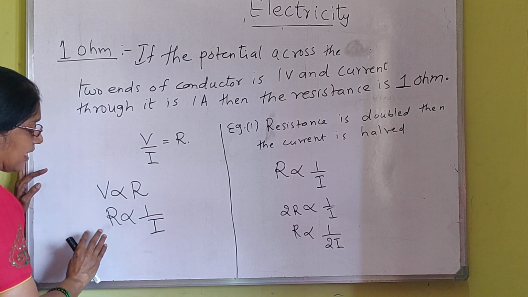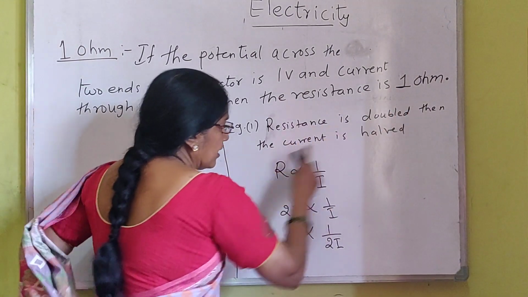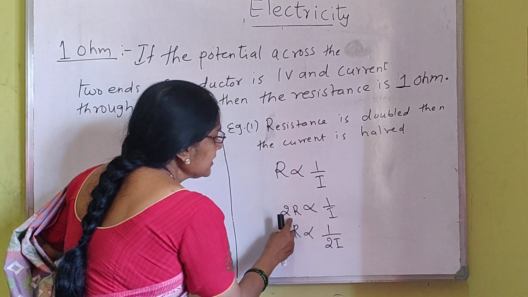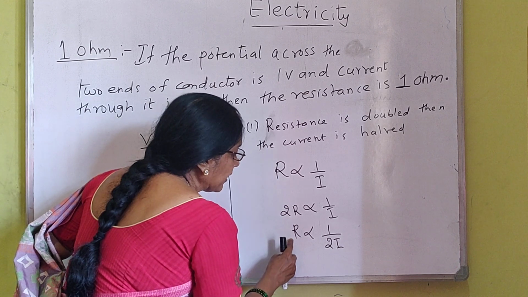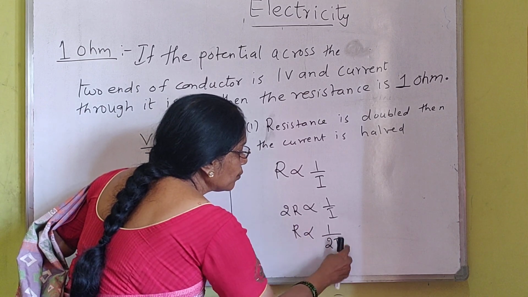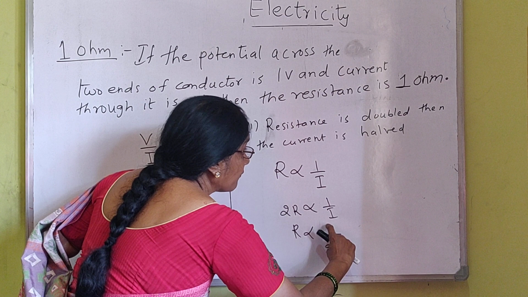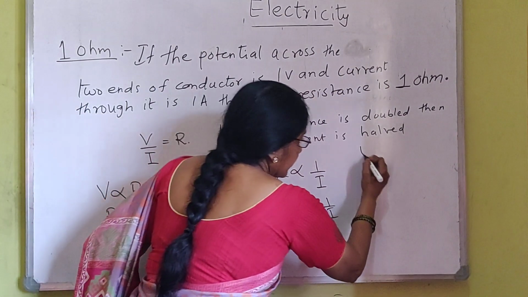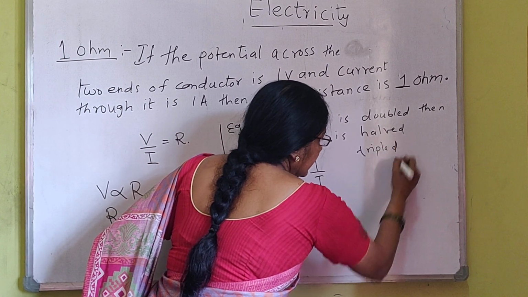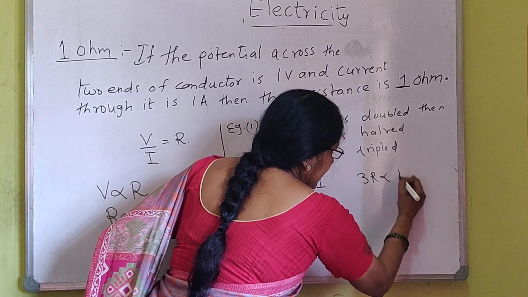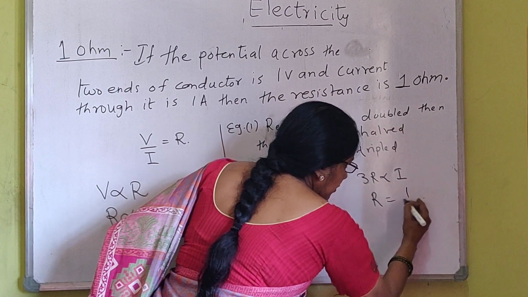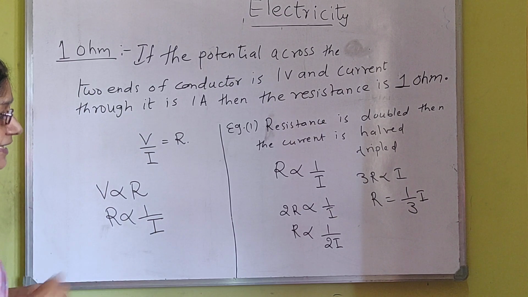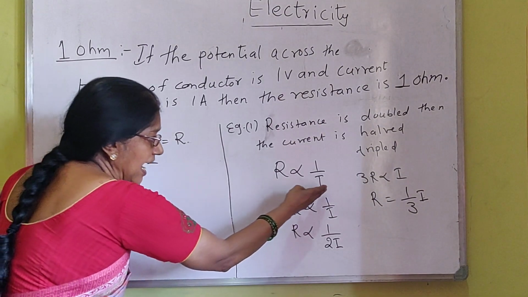What does it mean? If the resistance is doubled, then the current is half. So I varies as 1 by R. If resistance is doubled, 2R, then I varies as 1 by 2R, which means the current will become half. Similarly, if resistance is tripled, 3R, then I varies as 1 by 3R, so the current becomes 1/3. This is the relationship between resistance and current.